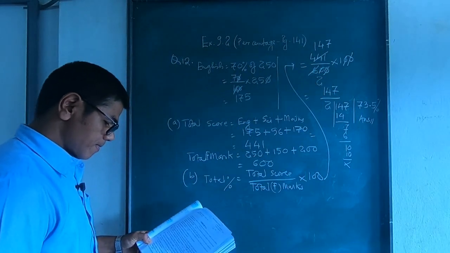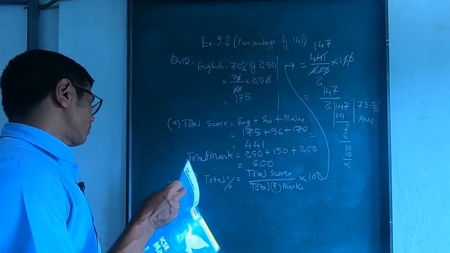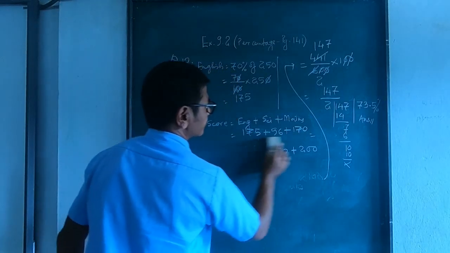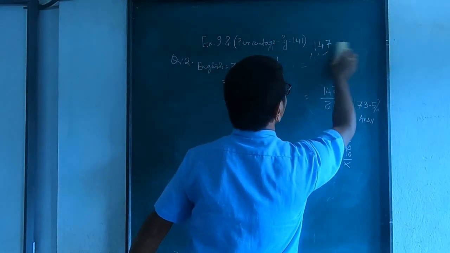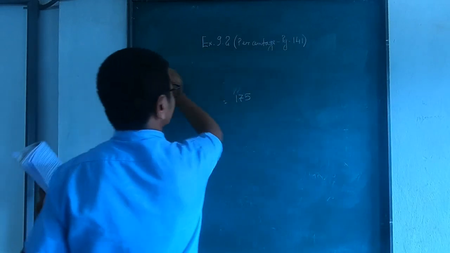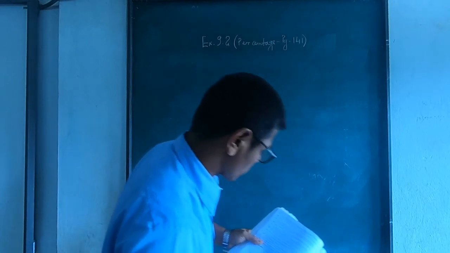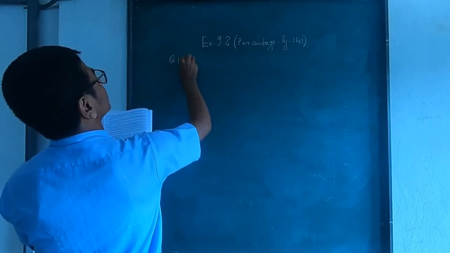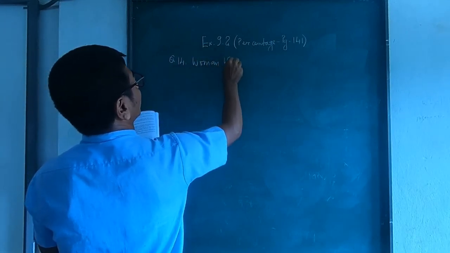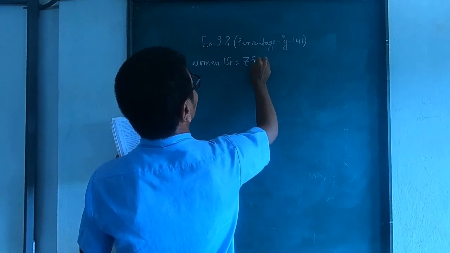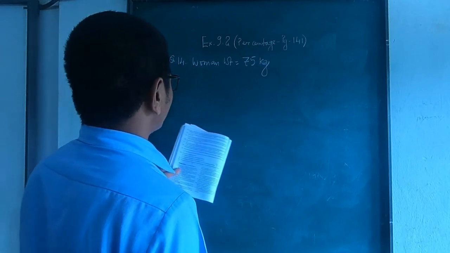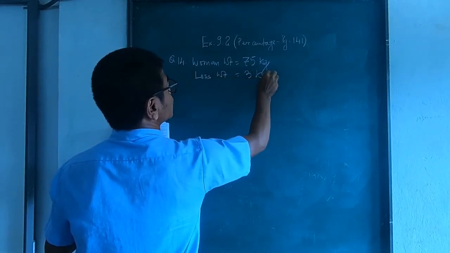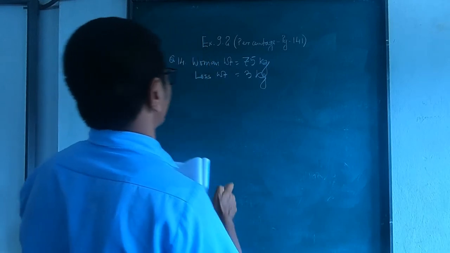Now we will further go to question 14. Please copy. We'll go to question 14. Please read your question slowly and understand. A woman's weight is 75 kg. After a crash diet, she lost 3 kg. What is the loss? Weight loss is 3 kg. What is the percentage of weight loss?